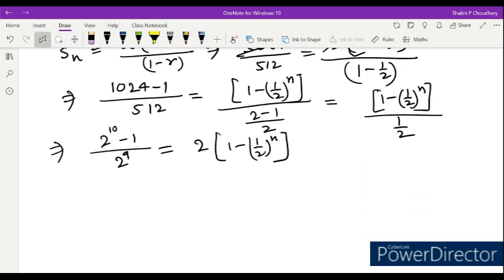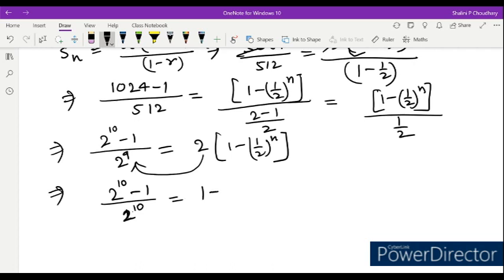Okay. So clearly this 2 is there and इसको हम clearly यहाँ पे shift कर देंगे this side. So it will be 2 to the power 10 minus 1 divided by 2 into 2 to the power 9 will become 2 to the power 10.